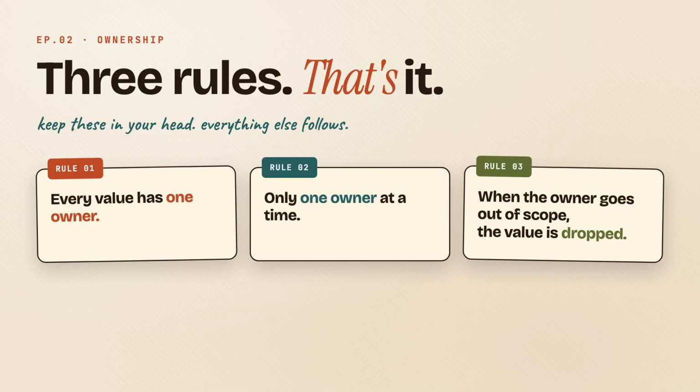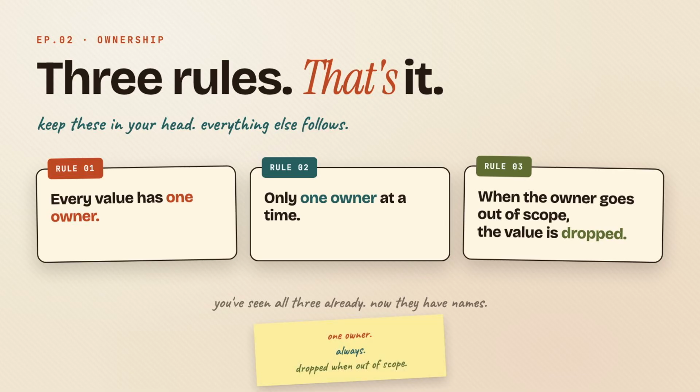Now, last but not least, rule number three. When the owner goes out of scope, the value is dropped automatically. Dropped means Rust runs the cleanup, frees any heap memory it was using, all of it automatically. No garbage collector, no manually freeing the memory. You have already seen all three in action, in the stack versus heap explanation. That was rule three working quietly. Now the rules have names. Well, that's it, the three rules. Everything else in Rust is the compiler enforcing them.